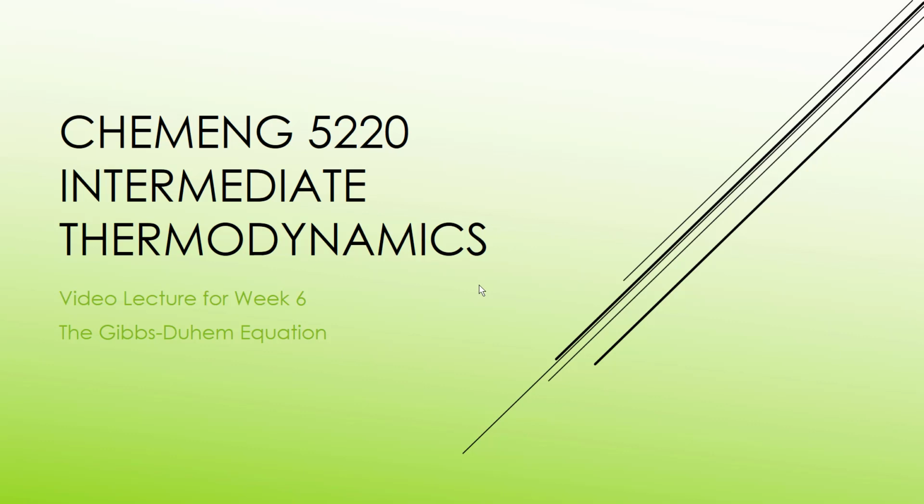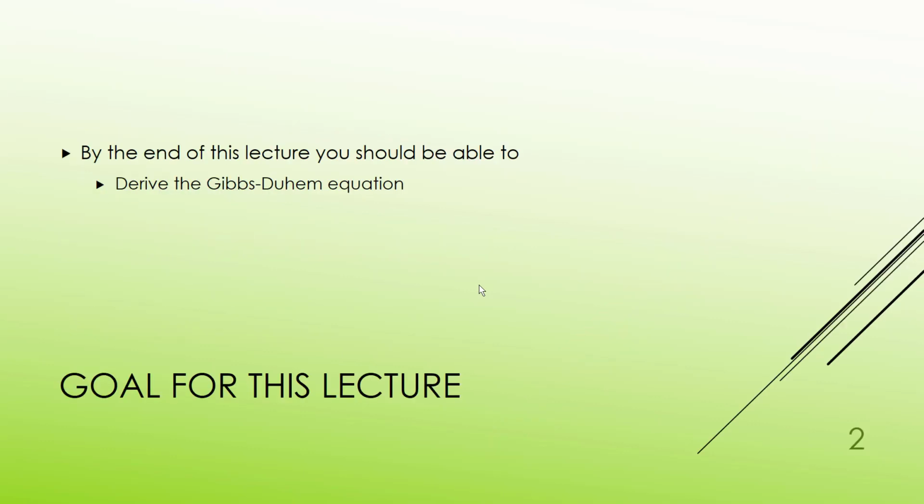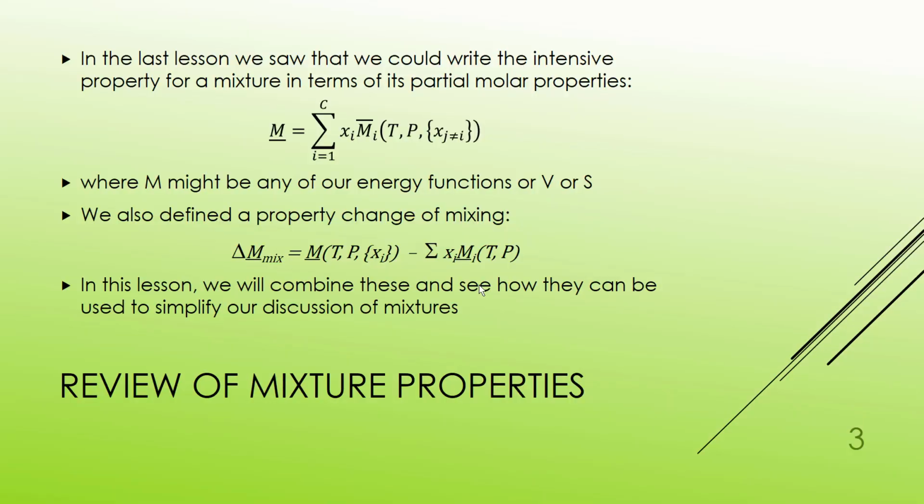In this lesson, we're going to be deriving the Gibbs-Duhem equation. So in the last lesson, we saw that we can define a partial molar quantity for a property that is indicated as M with an overbar. It is the change of the extensive quantity M as you change the number of moles of one species. And the intensive property for the mixture is going to be the mole fraction times the partial molar property of that species, and you add this up for all of the species.